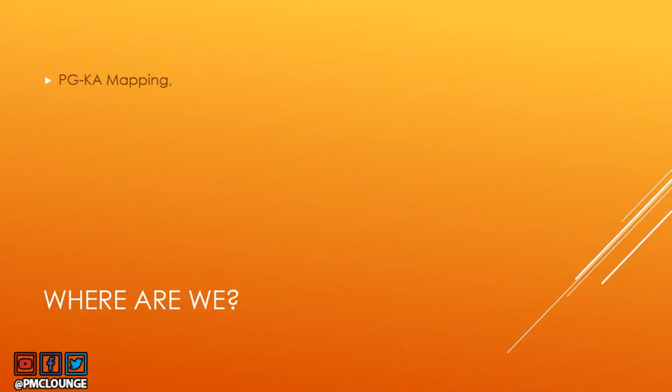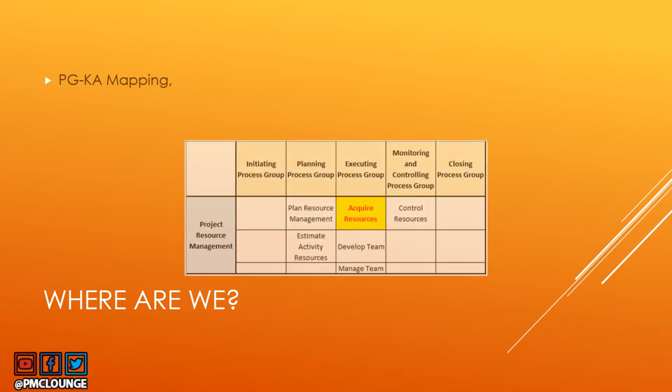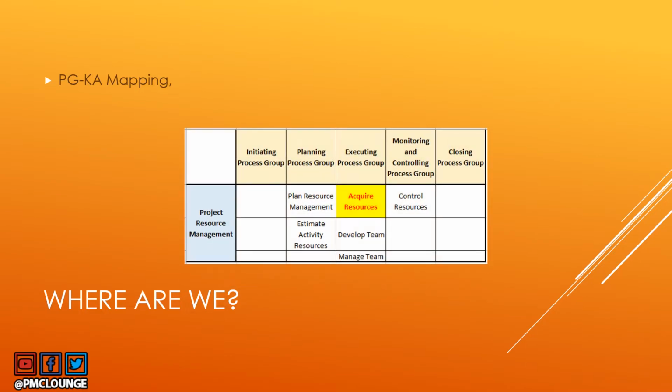So where are we? The PMBOK mapping, this is where we are. The acquire resources process, this is where it falls: executing process group and resource management knowledge area. We have already discussed the previous processes. This is the first executing process group process that we are discussing. So let's move on.